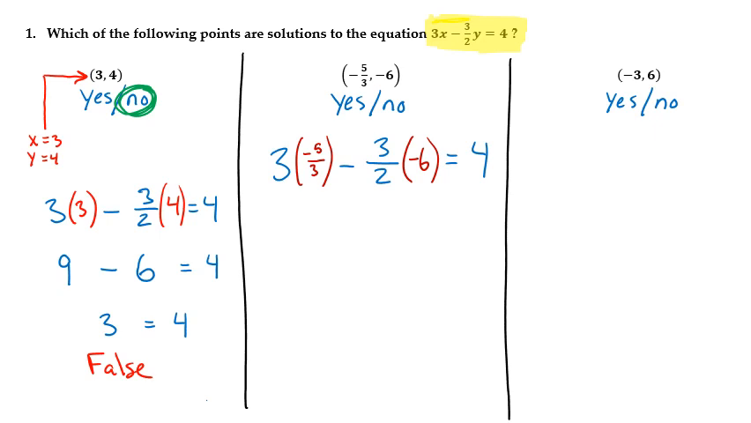3 times -5/3 is -15/3 minus, well, 3/2 times a -6. 3 times 6 is 18, so that's a -18/2, but we already have a minus sign in front, so 2 minuses make a plus. It's going to be 18/2.